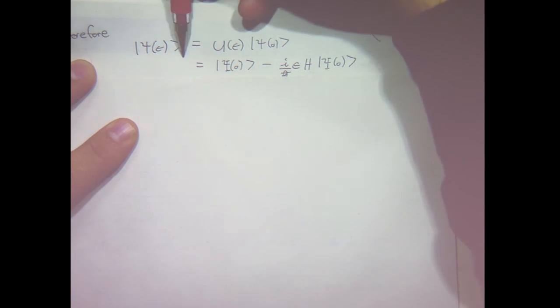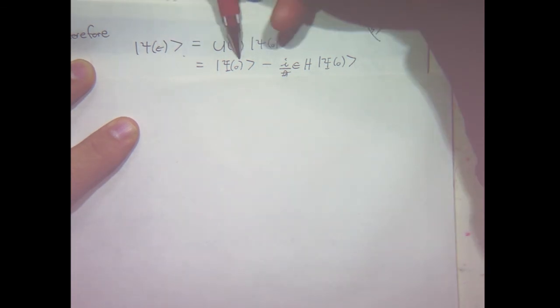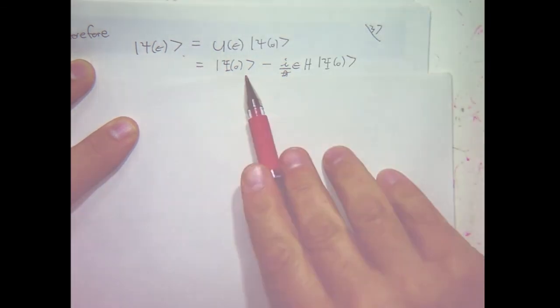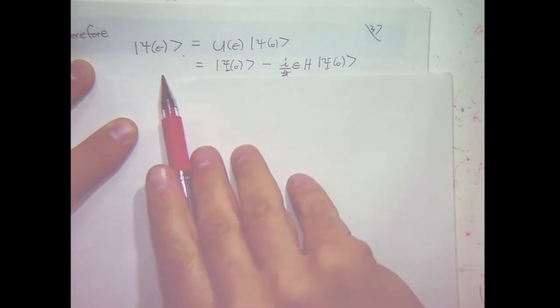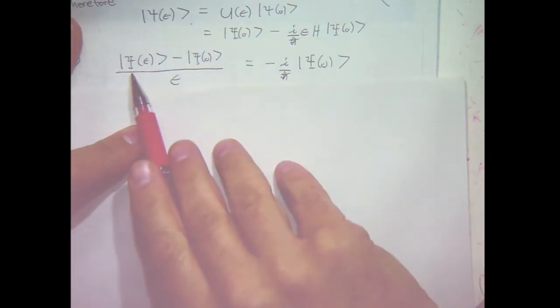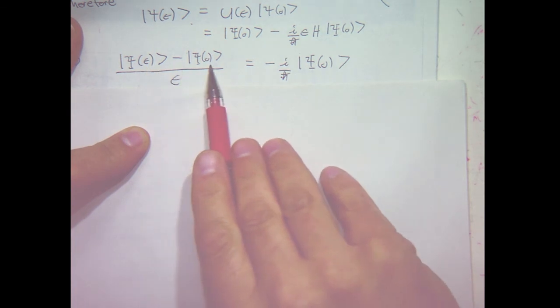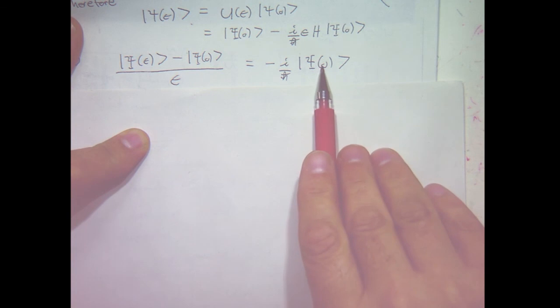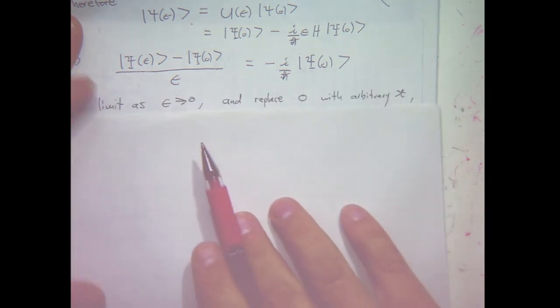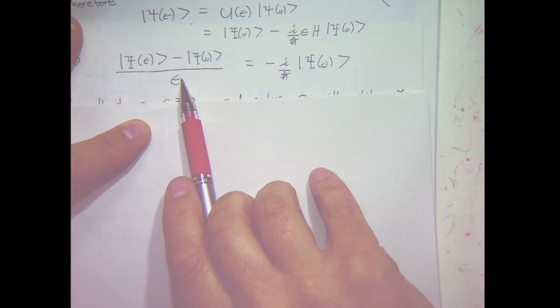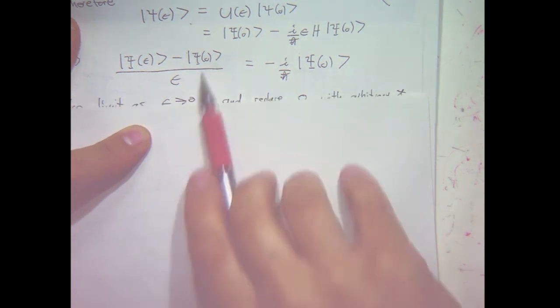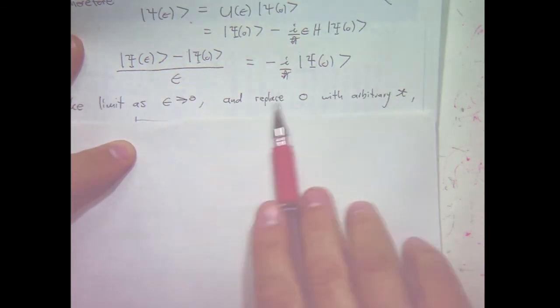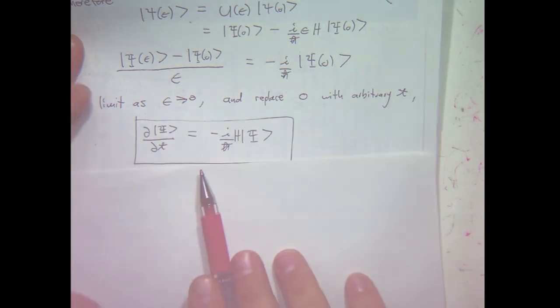Now, if I put this psi of zero on this side, so I've got that minus that, and then take the epsilon onto the left-hand side, I have psi of epsilon minus psi of zero divided by epsilon equals minus i over h bar times H times the initial ket. Now you take the limit as epsilon tends to zero, and then this is by definition d by dt. Replace zero by some arbitrary time. So what about the H?